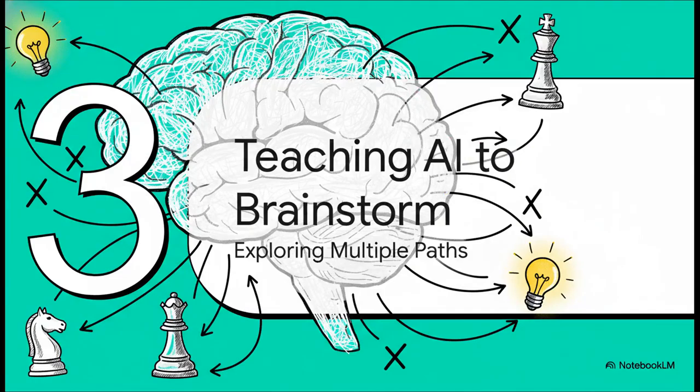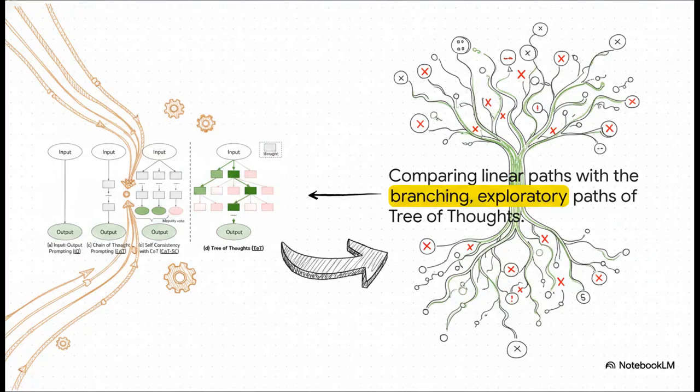But we can take this way, way further. We can go from just taking a simple vote to actually teaching the AI how to brainstorm. Like a chess master thinking several moves ahead, exploring different possibilities, and figuring out which ones are actually promising. And you can really see the difference here. On the left, you have those separate parallel lines of thought from self-consistency. But look at the right. That's tree of thoughts. It's not just a few straight lines. It's a whole branching tree. The AI can go down one path, realize it's a dead end, and then, and this is the key part, it can backtrack and try a whole different branch.